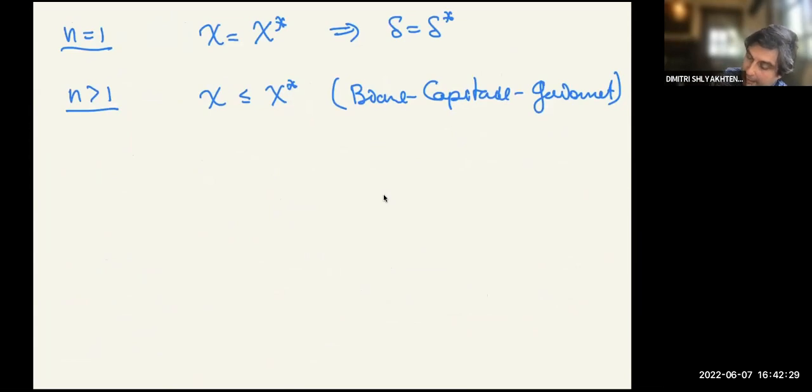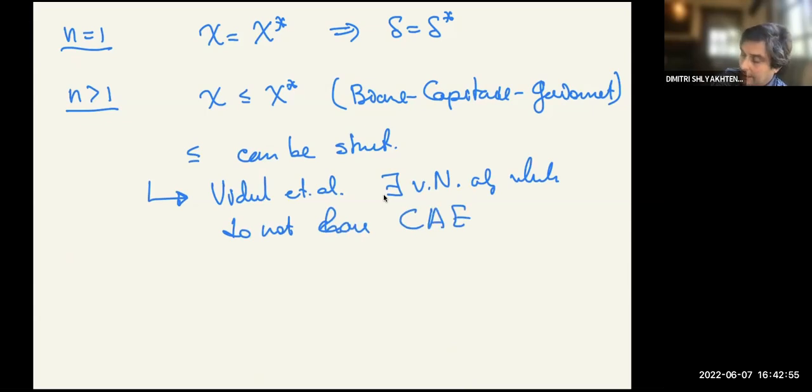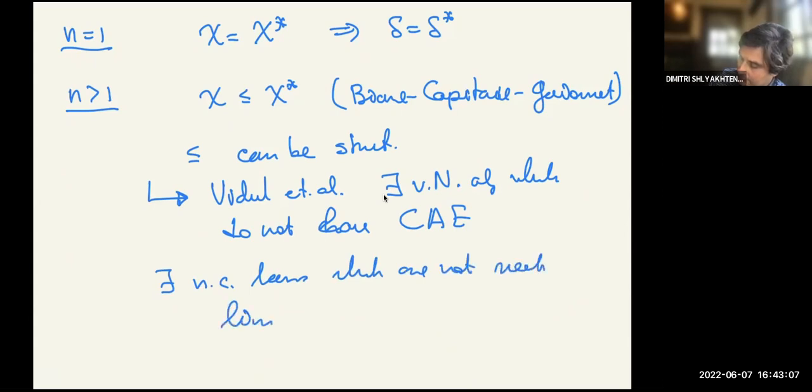And now it turns out that this inequality can be strict, and that's a recent result of Ji, Patel, Vidick et al., about the fact that there exist von Neumann algebras which do not have what's called the Connes embedding property. In our language, it just says that there exist non-commutative laws which are not limits of laws of matrices.